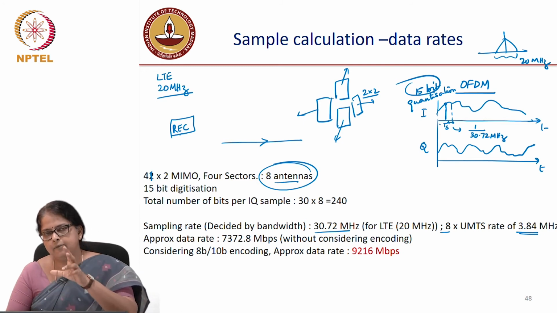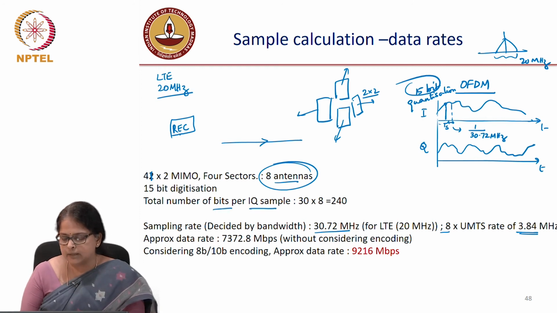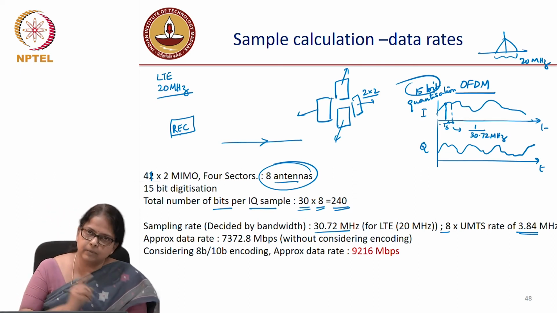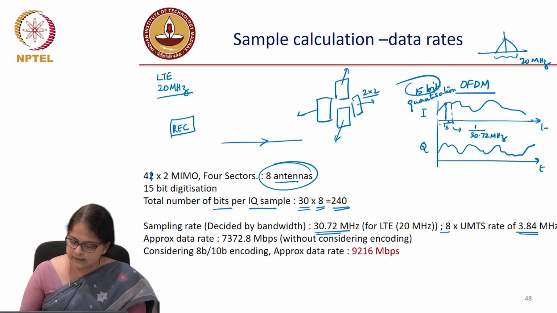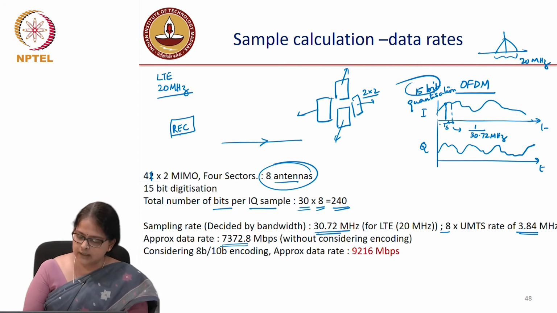You do have the in-phase and the quadrature component of the data, which means that the total number of bits per IQ sample is 15 plus 15, 30, multiplied by 8 because you want to send the information for 8 antennas. So the total number of bits that needs to be transmitted for every sample is 240, and your sampling rate is 30.72 megahertz to support 20 megahertz. So the data rate is roughly 30.72 multiplied by 240, which comes to about 7372.8 Mbps. Now, this is not considering encoding.